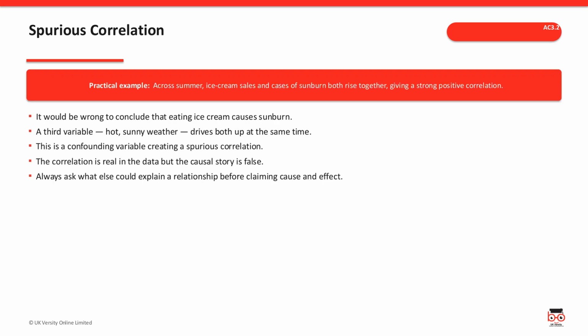The classic example makes the point beautifully. Across the summer, ice cream sales and cases of sunburn both climb together, giving a strong positive correlation. But it would be daft to conclude that eating ice cream causes sunburn. The real culprit is a third variable, hot, sunny weather, pushing both up at once. That's a confounding variable creating what we call a spurious correlation. The pattern in the data is real, but the causal story is false. Always ask what else could explain a relationship before you claim cause and effect.